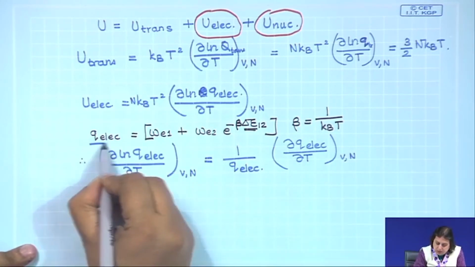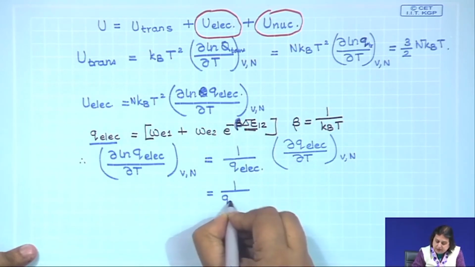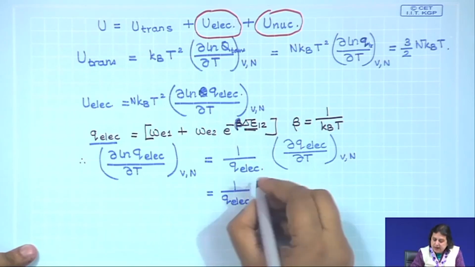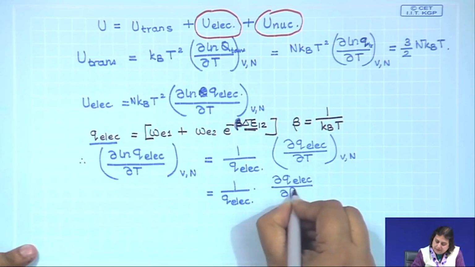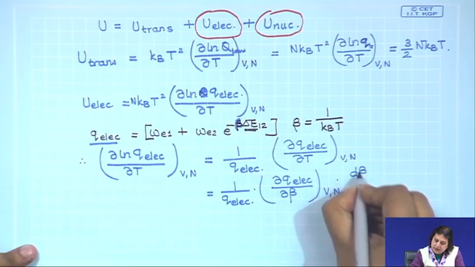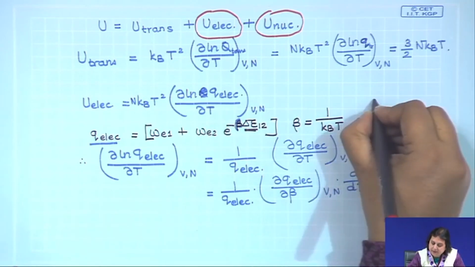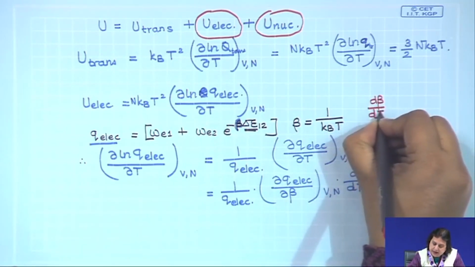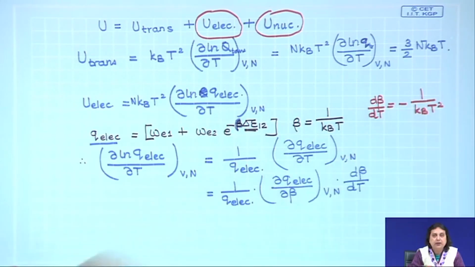But as you see, q electronic is a function of beta. So, for the sake of doing the algebra, it is easy to write it as del q electronic del beta under the condition of constant volume and number of particles into d beta dt, right. Now, what is d beta dt? We already know that beta is 1 by kT. So, I must be having d beta dt as minus 1 by kBT square, right.